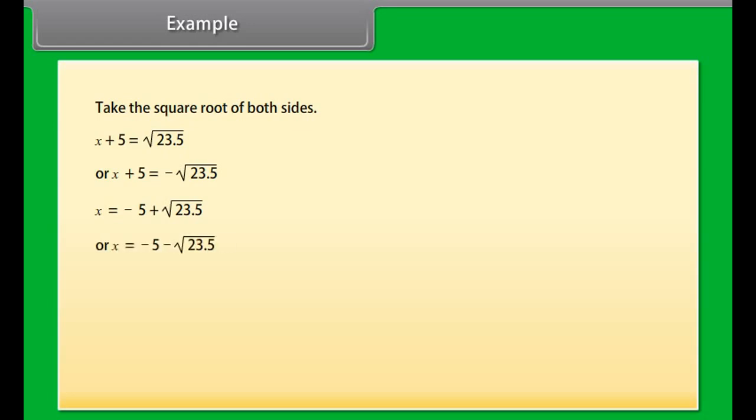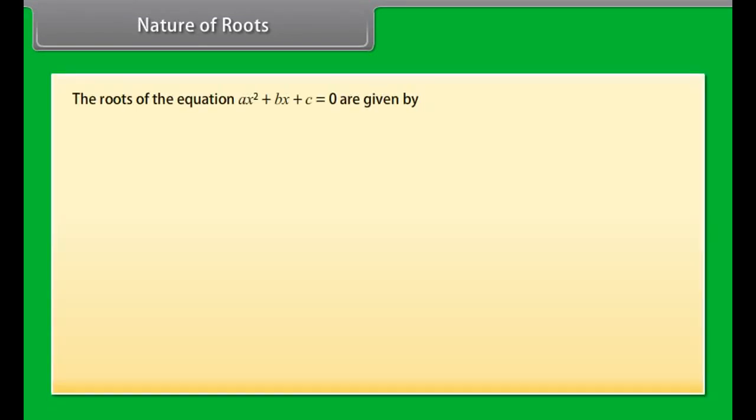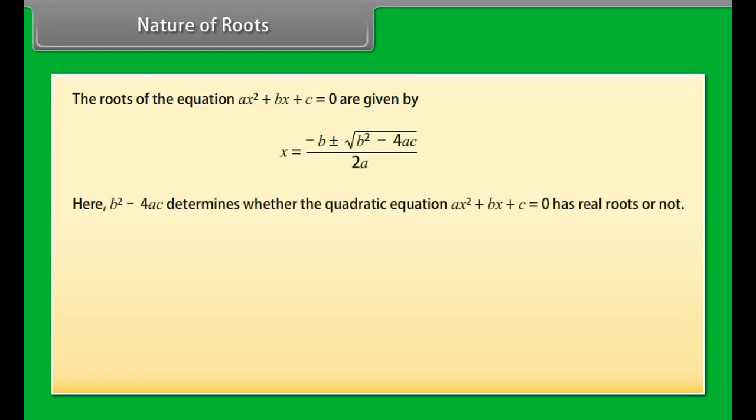2 into (x plus 5) whole square is 47. Now, dividing both sides by 2, we get (x plus 5) whole square is equal to 23.5. Take the square root of both sides. x plus 5 is equal to square root 23.5, or x plus 5 is equal to minus square root 23.5. x is equal to minus 5 plus square root of 23.5, or x is equal to minus 5 minus square root 23.5. x is equal to minus 0.152 to three significant figures, or x is equal to minus 9.85 to three significant figures.